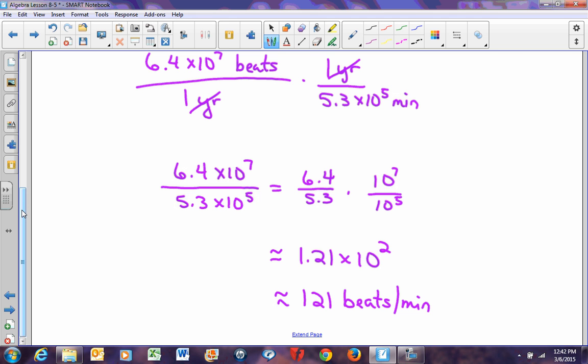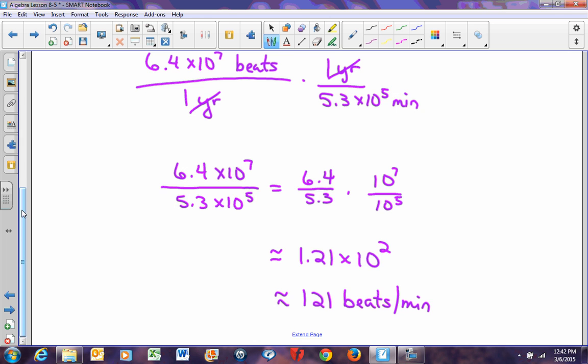So a small dog's heart beats approximately 121 beats per minute, which is a fairly rapid heartbeat considering humans that are fairly sedentary, not working out or walking hard or anything like that, have an average resting heart rate around 70. When they first get up in the morning, it should be even lower than that. All right, let's take a look at some next things.